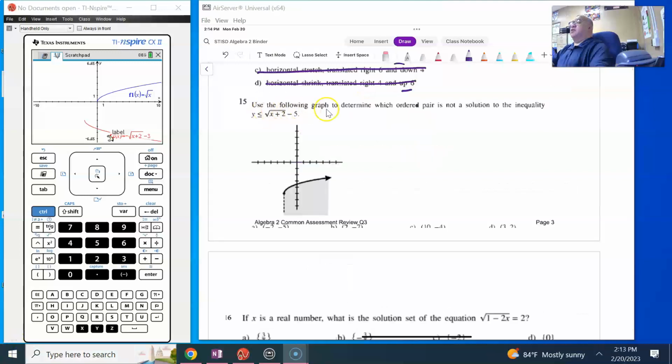Use the following graph to determine which ordered pair is not a solution. So we have -2, -5. That's not going to be a solution because it's on 1, 2, 3, 4, 5. Oh wait, that is on the point. 2, -7. That is a solution. So it's actually D. D will not be a solution.